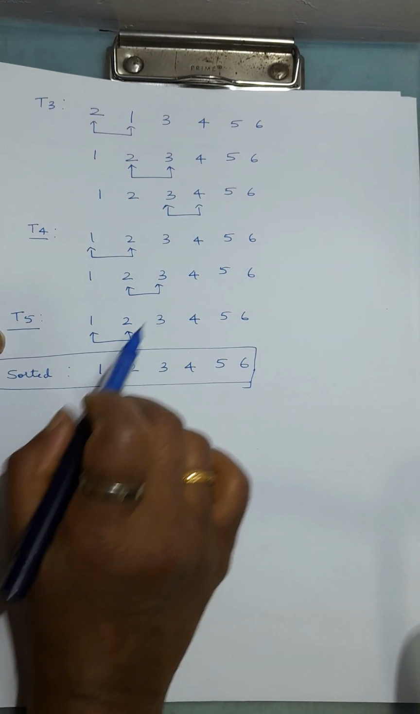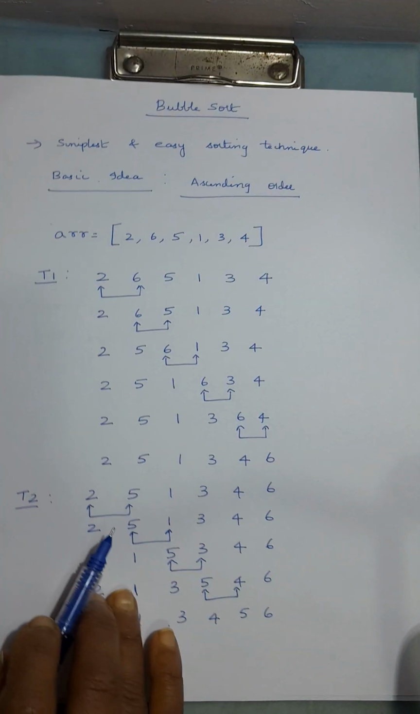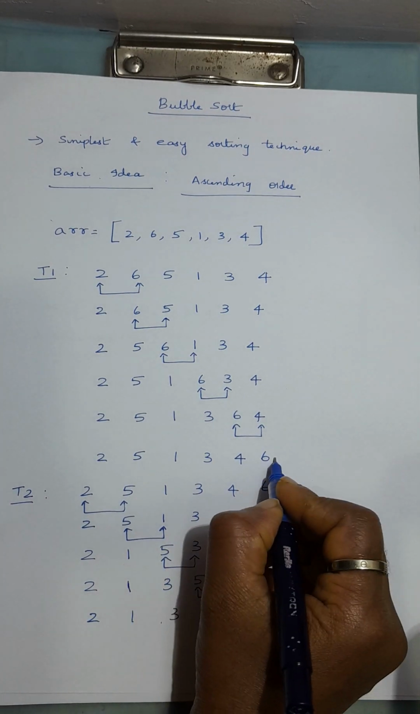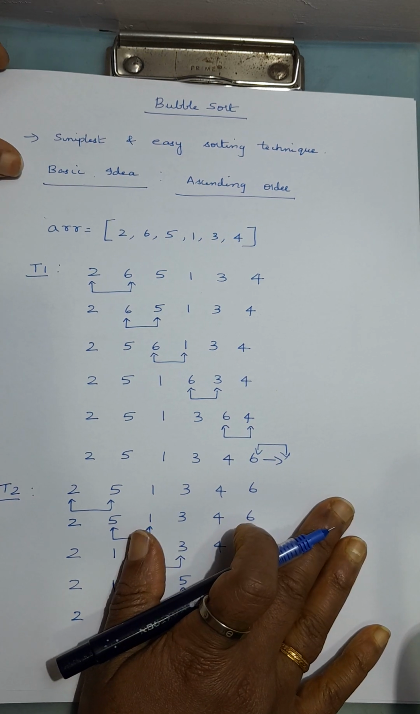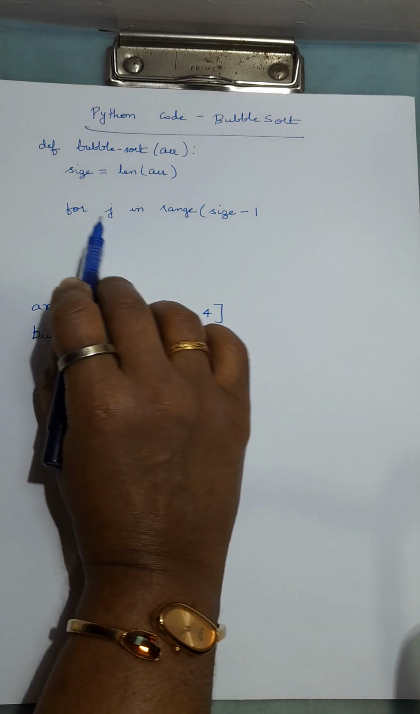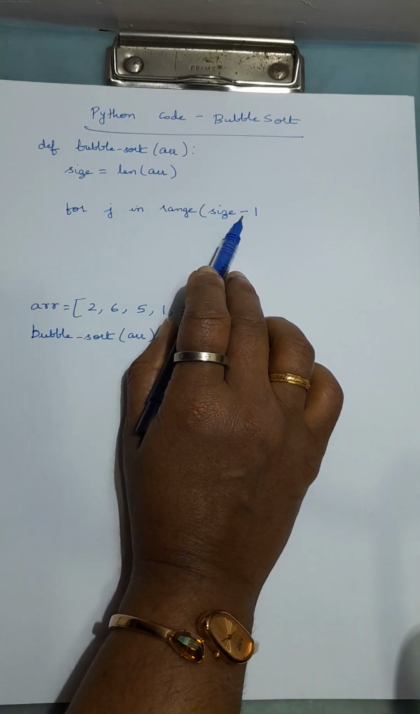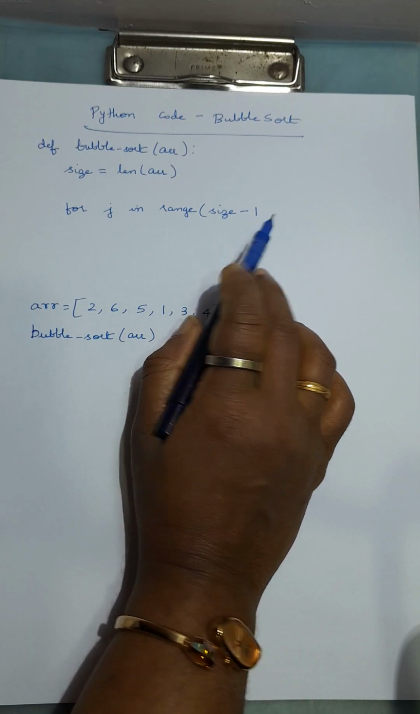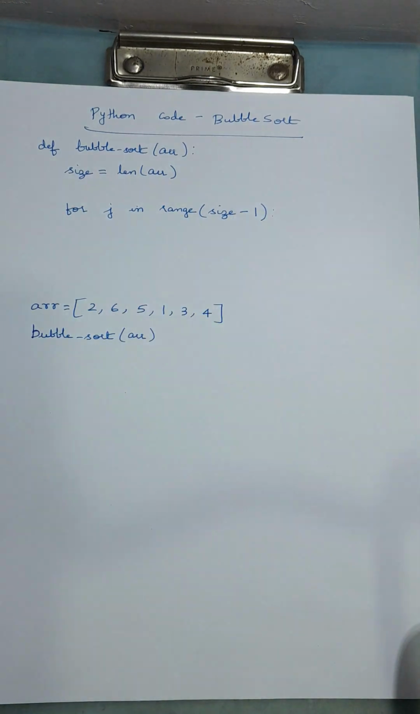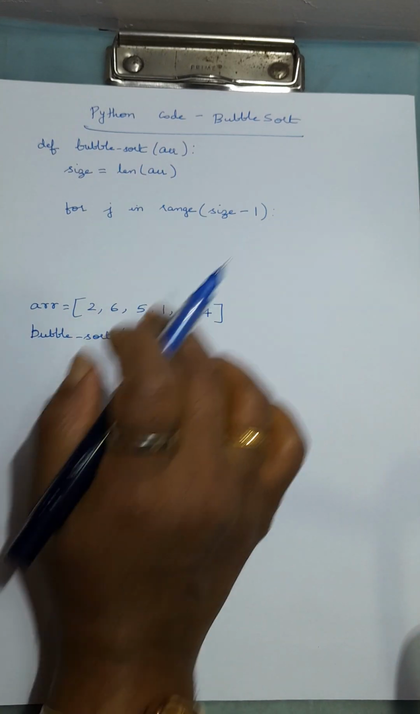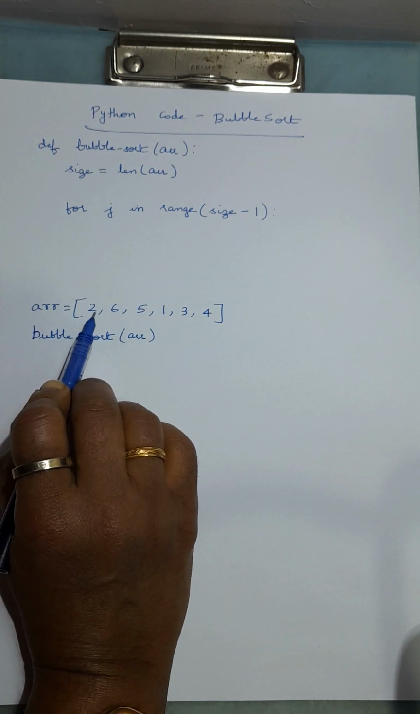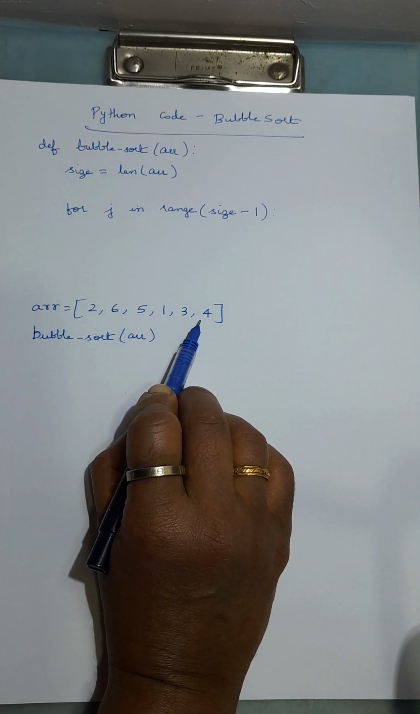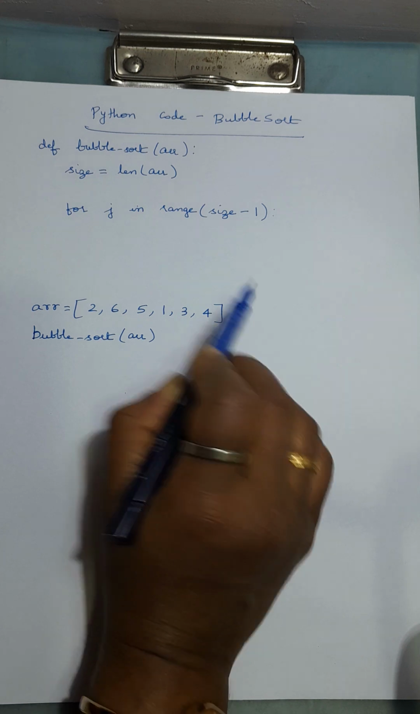See here, after the first sort, 6, since there are no further elements, I need not check with the next element. So what do I do when I'm writing the code? I just give for j in range size minus 1. Okay, that's why I give size minus 1. Then we have to check. So now it moves from the first index number to the last before index number. Fine.